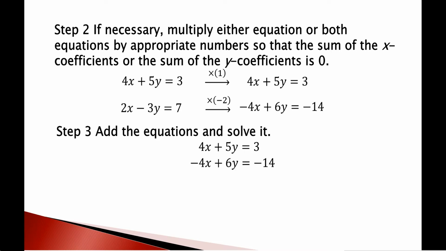This is my first equation after multiplying by 1. This is my second equation after multiplying by negative 2. After we add them, my variable x will vanish and we will find 11y equals negative 11, which is a single equation in a single variable, that is y. Then we can solve this equation and we find y equals negative 1.